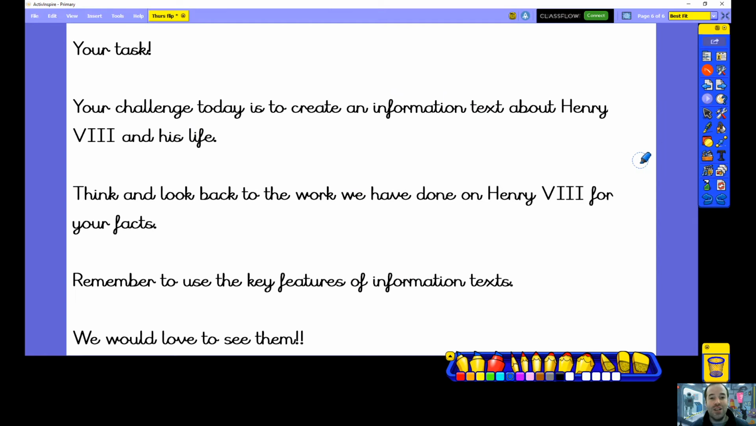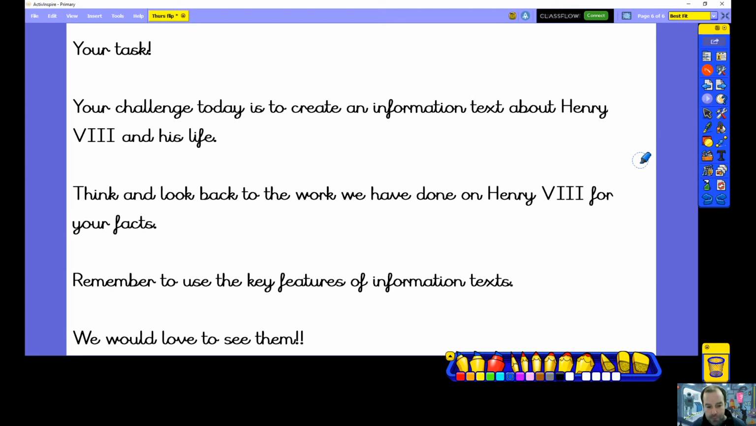Okay, so your task today. So your challenge today is to create an information text about Henry VIII and his life. So obviously he's a very interesting man, had some good moments and some terrible moments as we found out. So what we want you to do is use your knowledge of Henry VIII. You can also do a bit of research before you do the information text, either on the internet, books at home, go through back to the learning we've done in previous days when we've learned about Henry VIII, go back to our topic work, things like that, and use all the information you have about Henry VIII to do an information text.